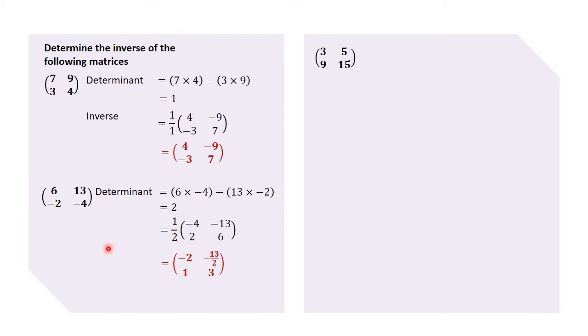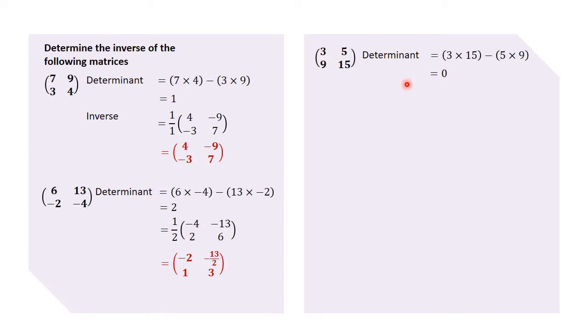Another interesting example, we have 3, 5, 9, 15. We are looking for the inverse of this particular matrix. Now look here. The determinant is 3 times 15 minus 5 times 9. Both of these are 45. Therefore, 45 minus 45 is 0. That means the determinant is 0.